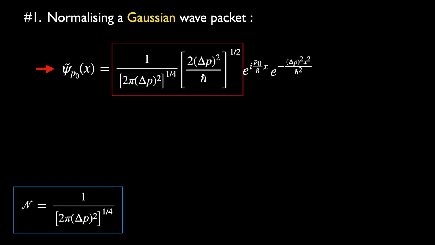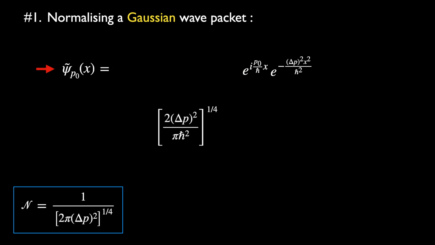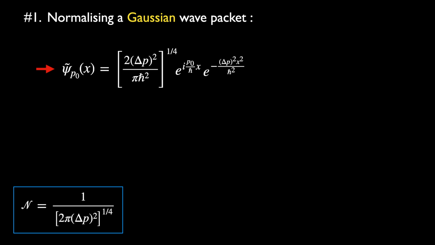Let's simplify this. Thus we now have the normalized wave function in position space. As discussed in Lecture 2, this can be written as the bracket between the position state and the state psi p0. Let's express this in the earlier integral form.